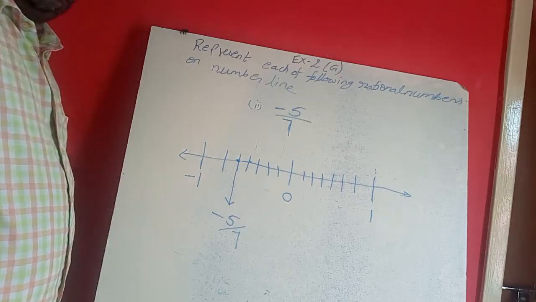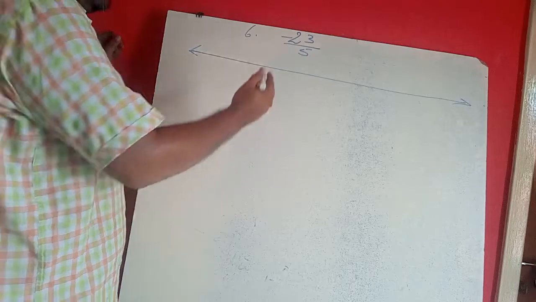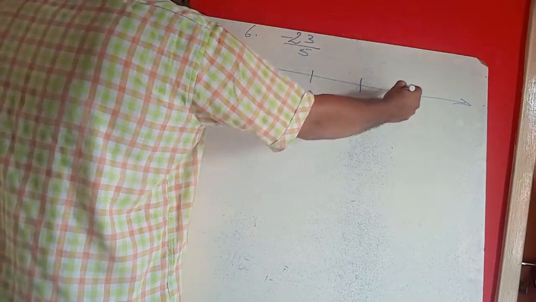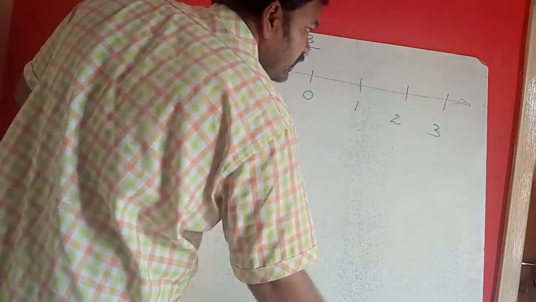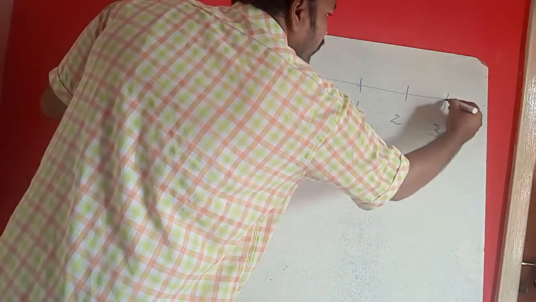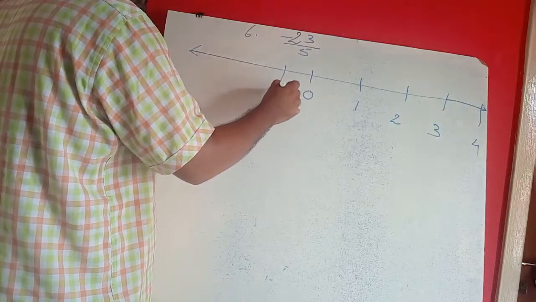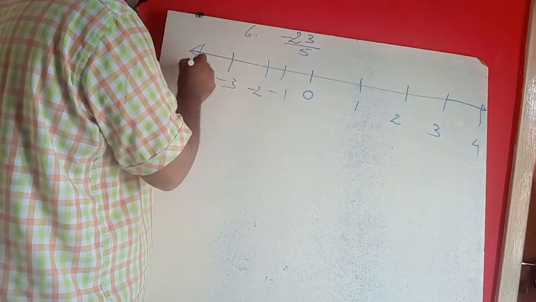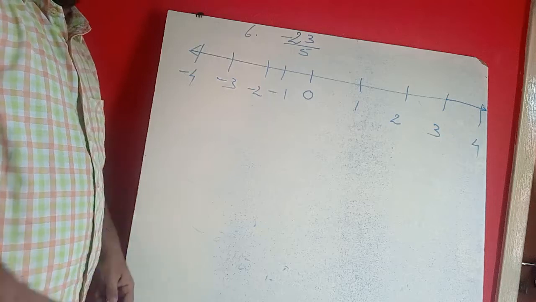Another example, see here. Here is another sum, that is minus 23 by 5. We have to indicate 0, 1, 2, 3 and 4. Minus 1, minus 2, minus 3, minus 4. So here, see once.